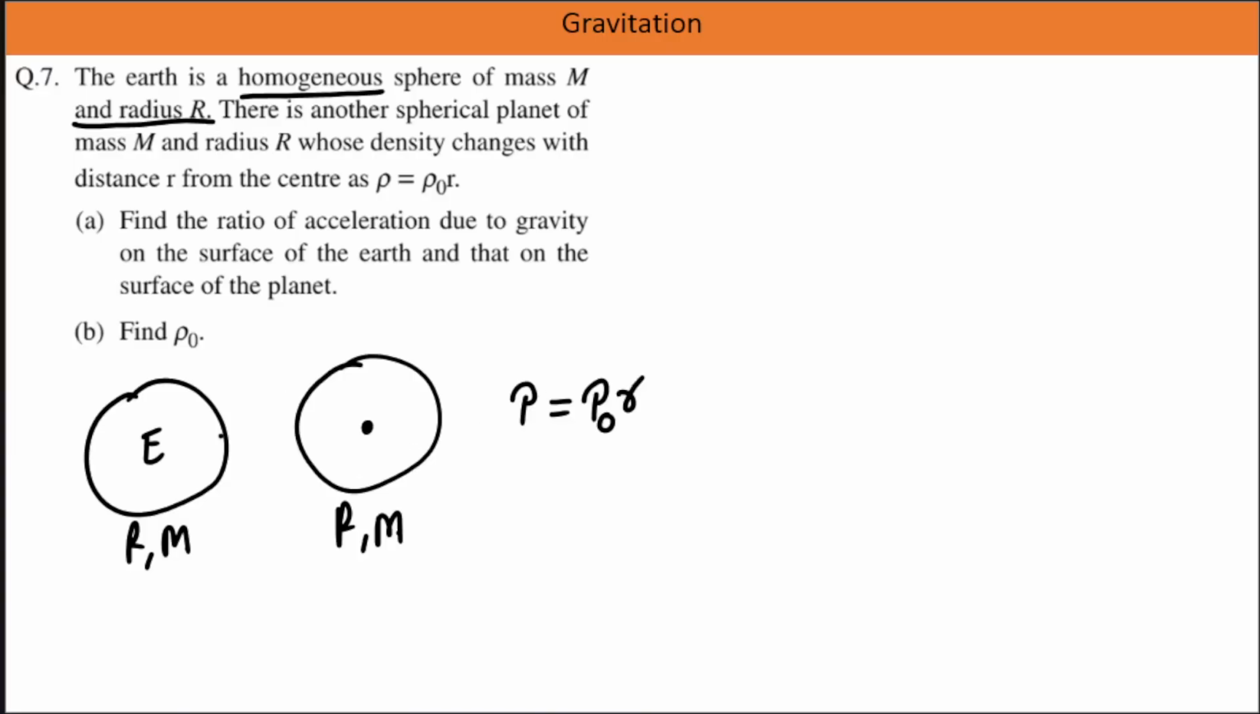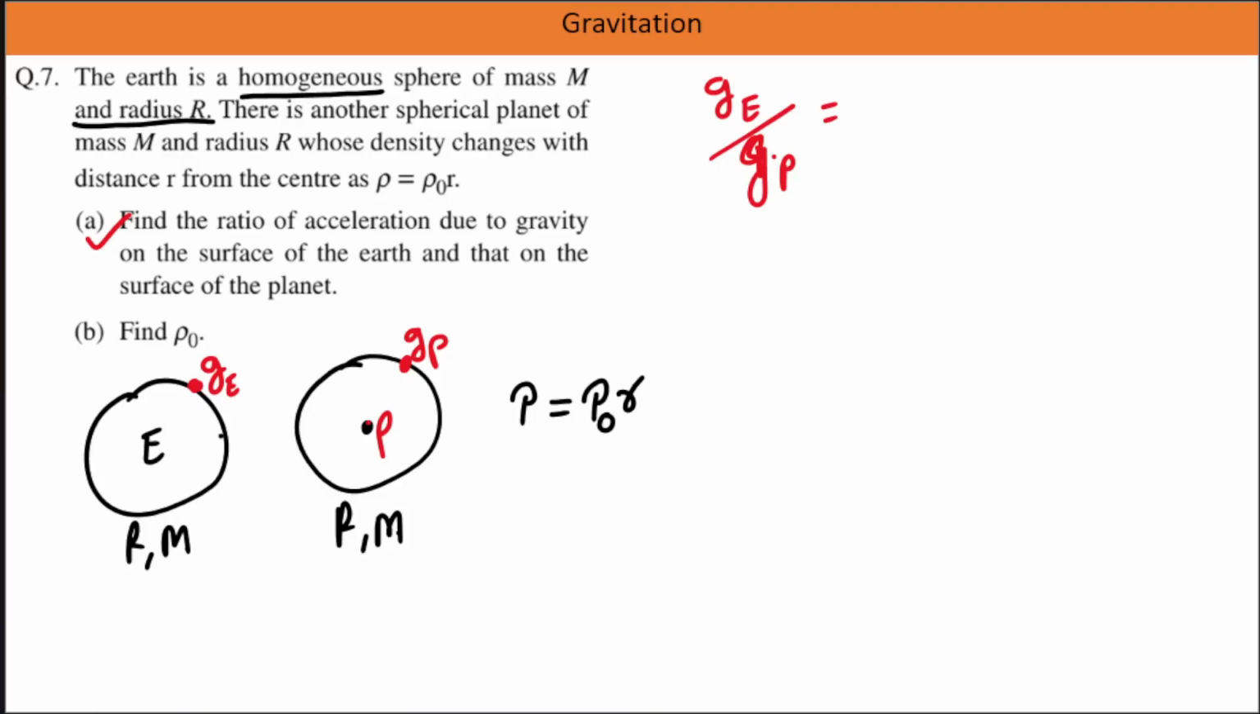Done it? And in both these cases, what do we have to check? We have to check the gravitational field on the surface of Earth and the gravitational field on the surface of this planet, and then take the ratio. So let's say here it is GE and here it is GP. So we have to find GE by GP. What will be the value?